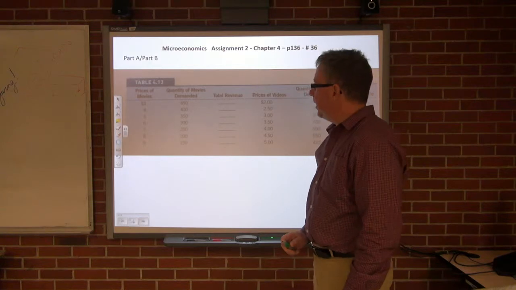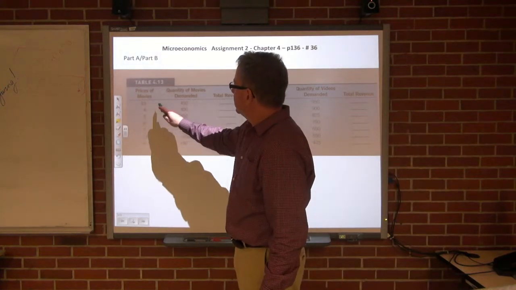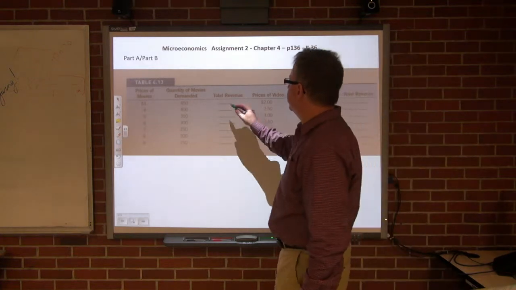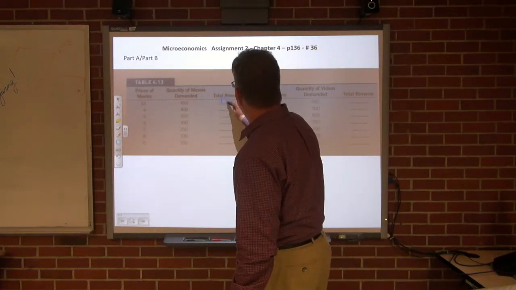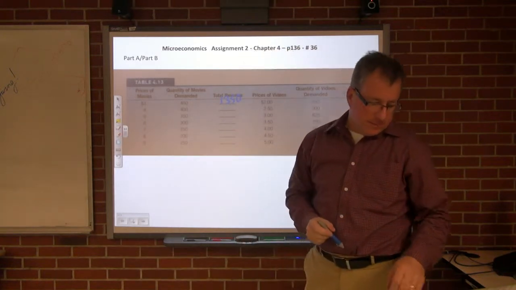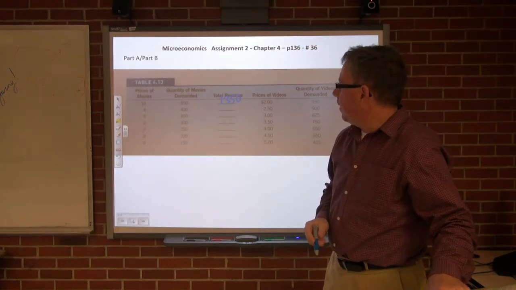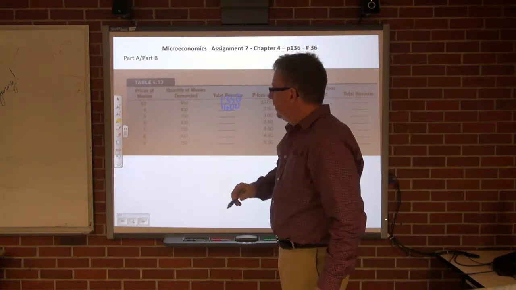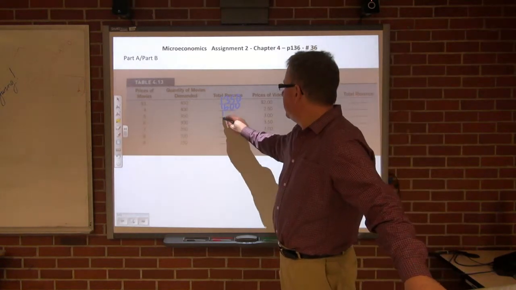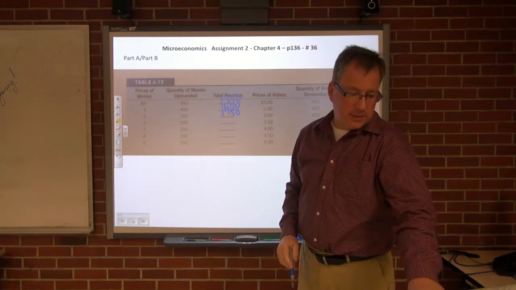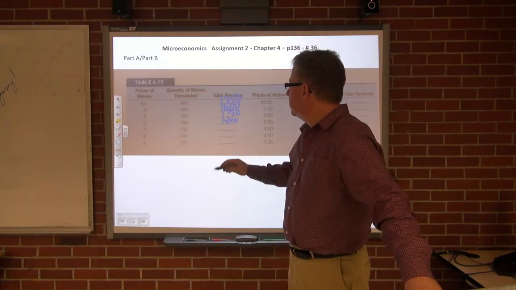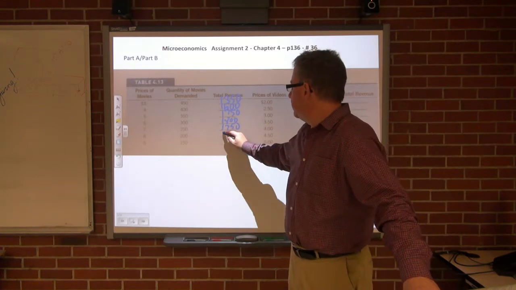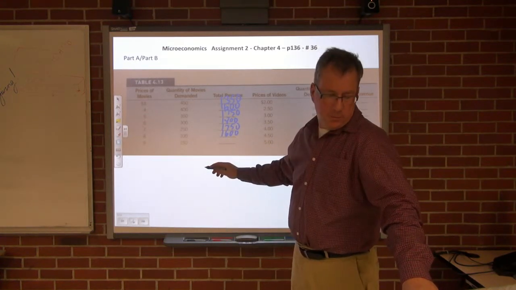So here we have this table. We take the price of movies and multiply it by the quantity of movies demanded in order to get our total. So that's $1,350. Next, $4 a movie at 400 would be $1,600. Next, 5 at 350, $1,750. Next, 6 at 300, $1,800. 7 at 250 is $1,750. 8 at 200 is $1,600. And 9 at 150 is $1,350.